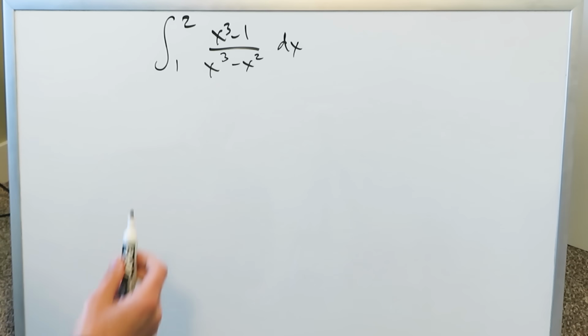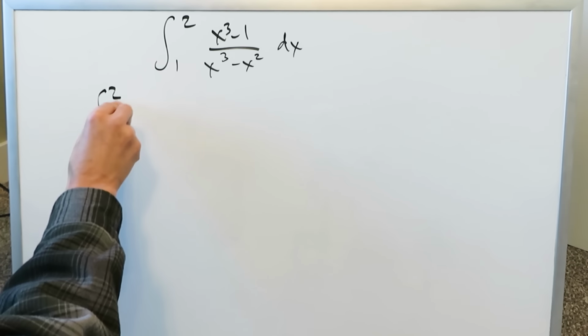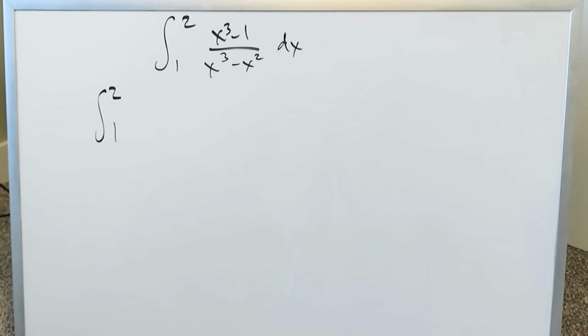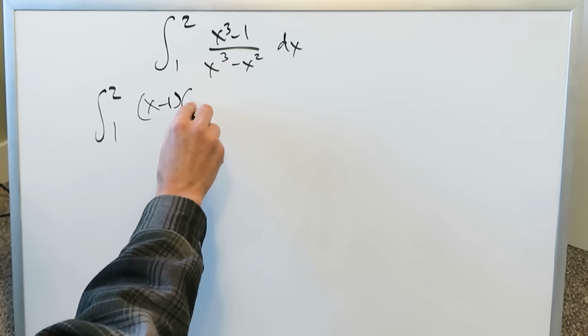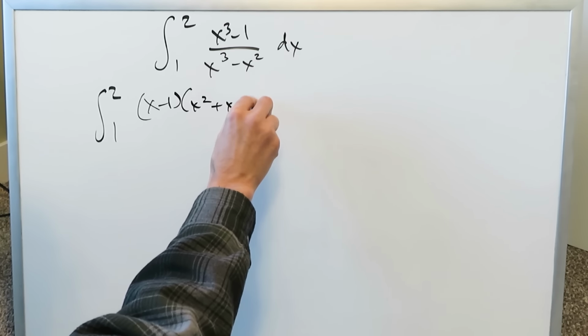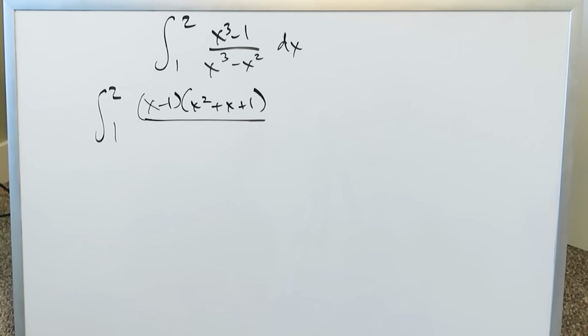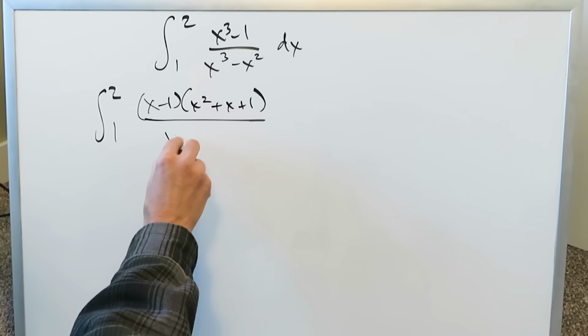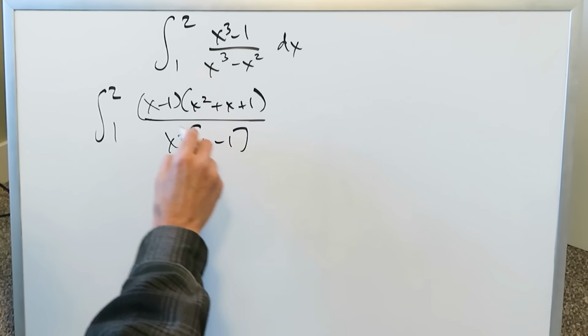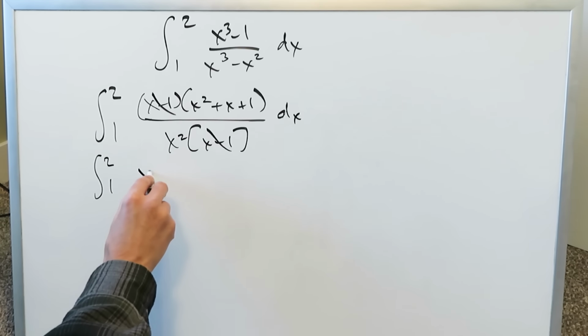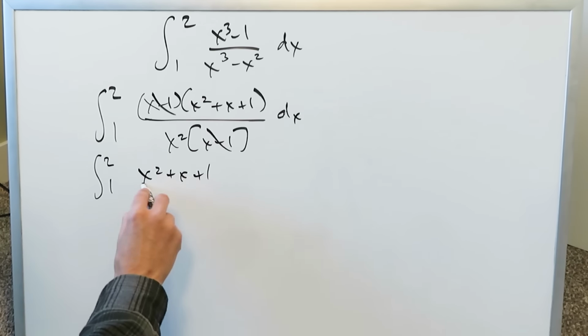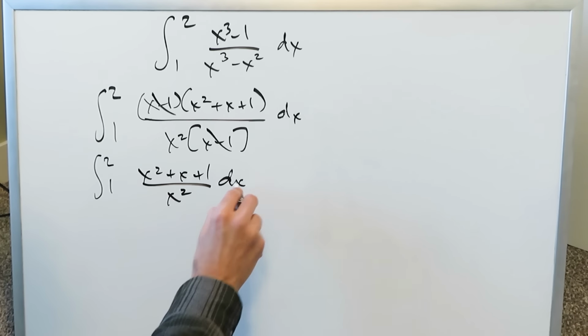The best way to proceed with any rational function is always to simplify it, because some things might cancel out and your initial expression will become easy. It's x minus 1 and x squared plus x plus 1. Over here in the denominator, you can isolate: you have an x squared, you have an x minus 1. You can cancel these out, and when you cancel them out, your expression becomes x squared plus x plus 1 divided by x squared dx.